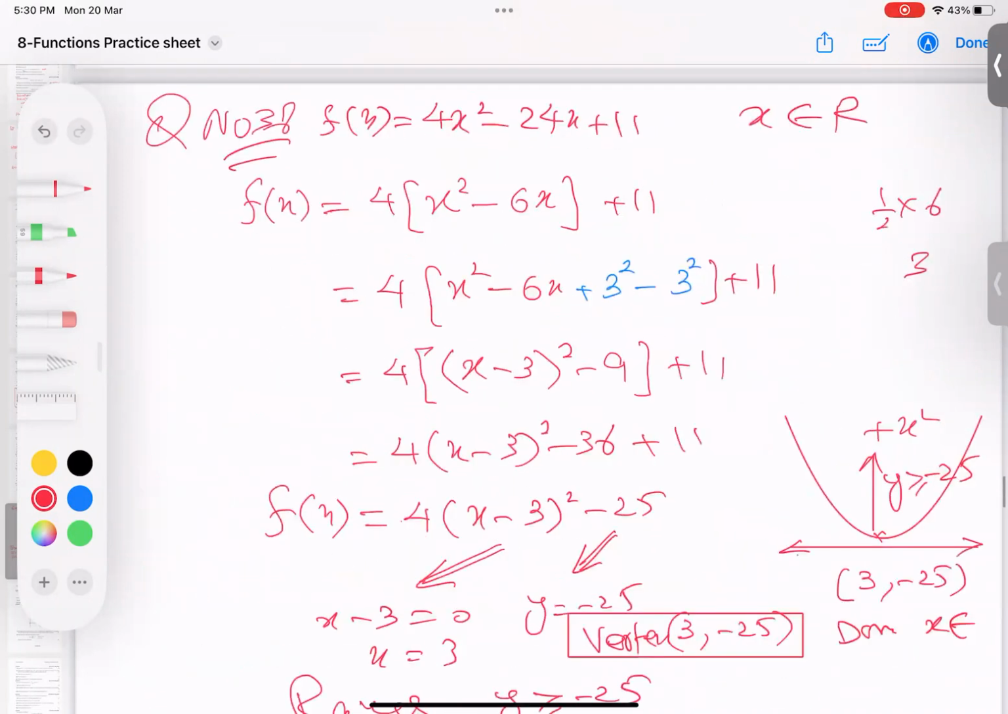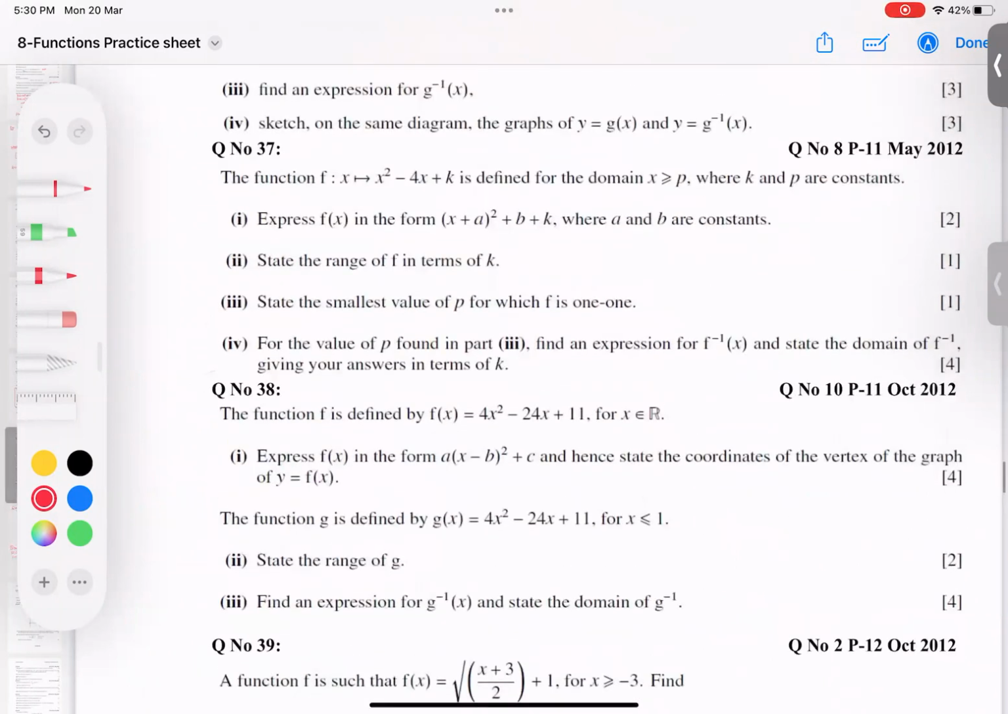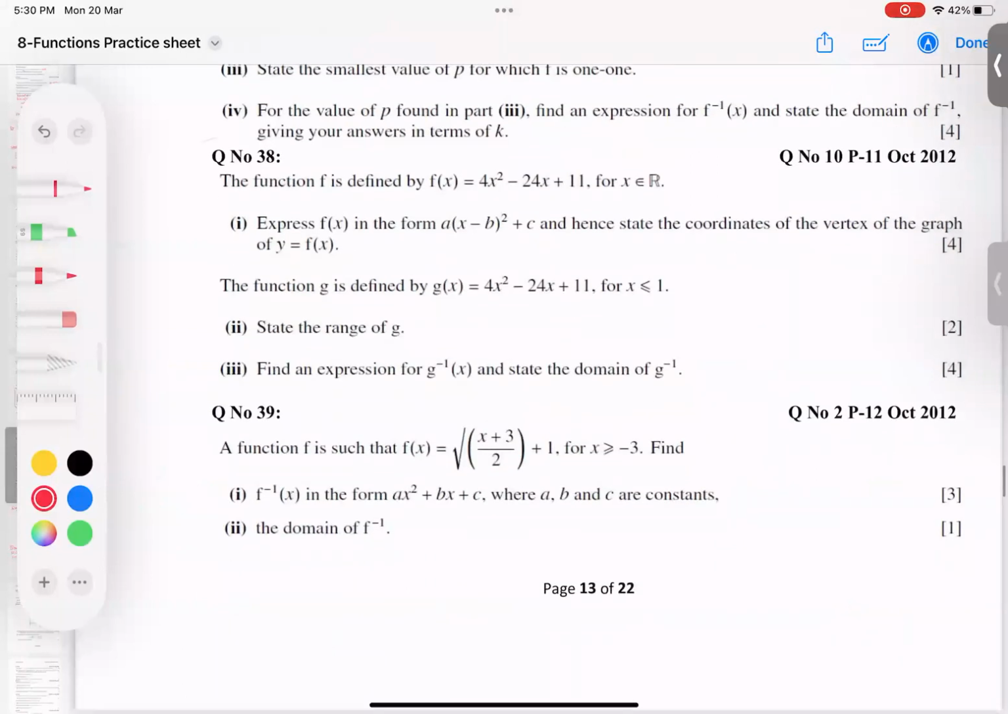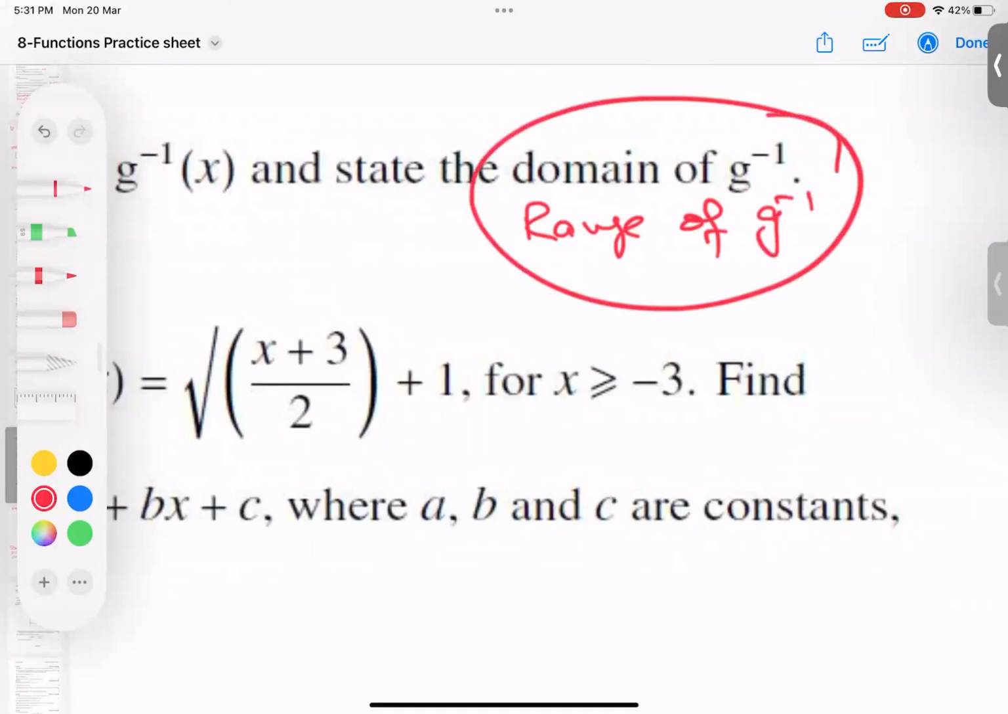Now let's talk about the most important part. And I am not discussing this part anymore. Wait a minute. This question, this one, okay. I'm not discussing anymore about the inverse function. I will discuss it next class, inshallah. But now I'm discussing two parts here. Part number one, state the domain of G inverse, and state the range of G inverse. Very, very interesting part. So get ready. These two parts are my target.